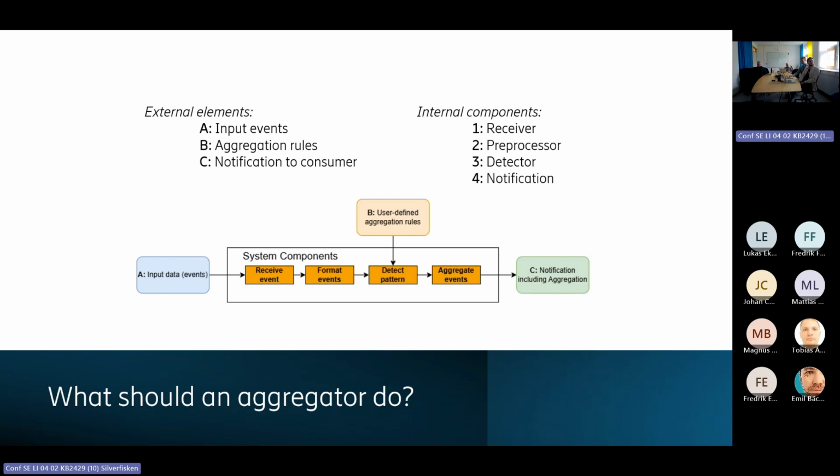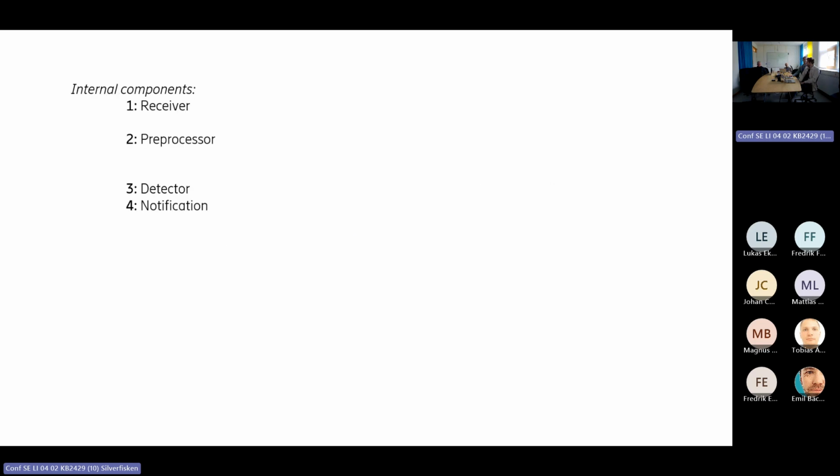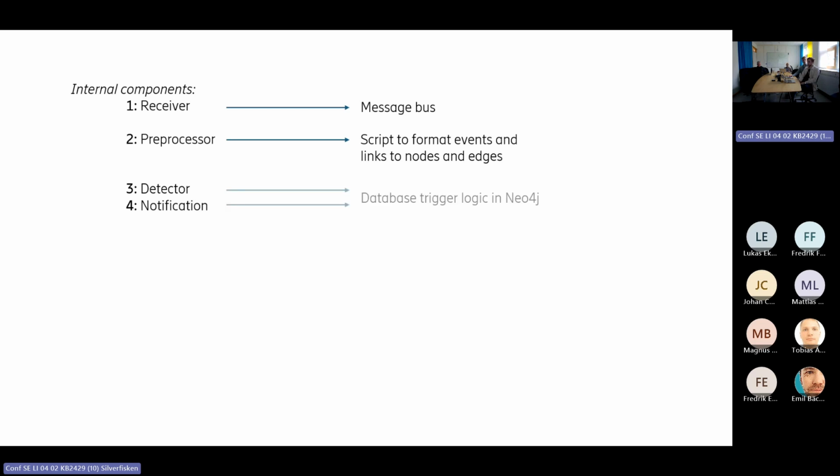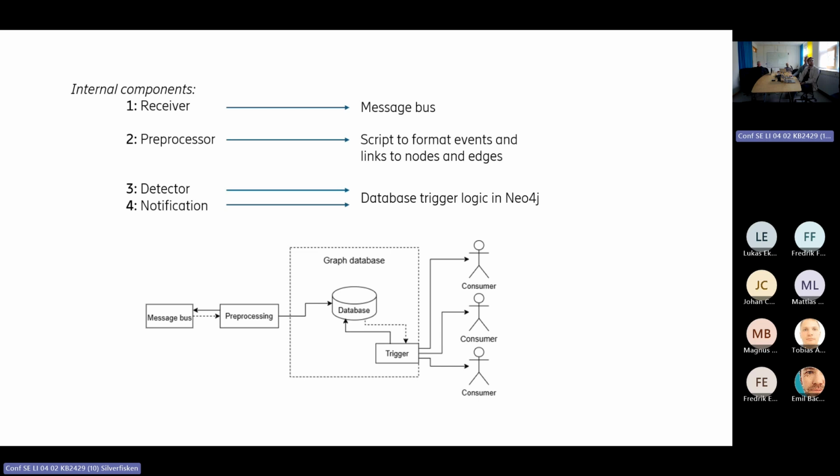In order to create these internal components using Neo4j as part of our architecture, first of all, for the receiver, we don't need Neo4j. We can use a message bus to stream the data. For the preprocessor, we use a script to format the events as links and nodes. Then we introduce these nodes and edges to Neo4j, where we use database trigger logic to achieve the detector component as well as notification. And this is how our high-level architecture looks for the entire system, including Neo4j.